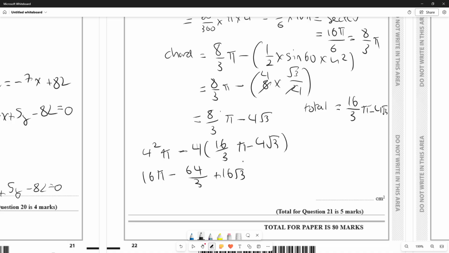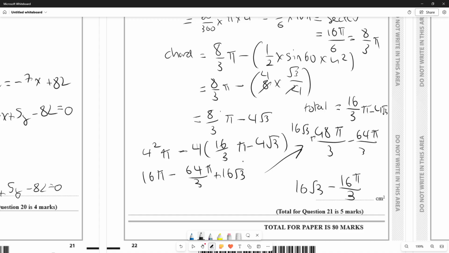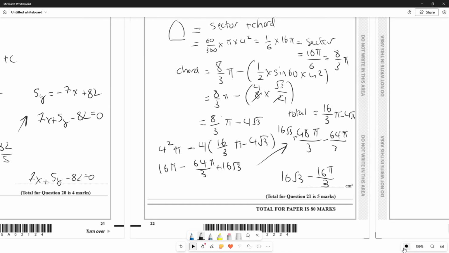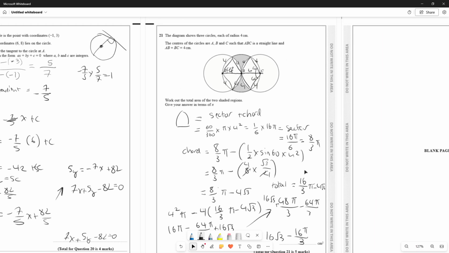And then if you make this a 3, it'd be 48 pi over 3 minus 64 pi over 3, and then I put 16 root 3. Oh, this should be pi, sorry. If you simplify this further, you get minus 16 pi over 3. Yep, this is correct. 16 root 3 minus 16 pi over 3 is your answer. Honestly, big question. No need for all of this. But they put it in GCSE anyways, it's fine.